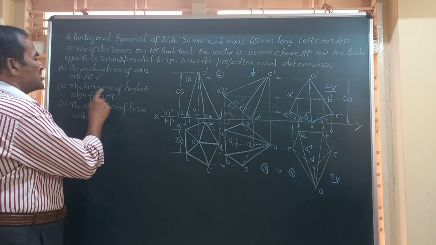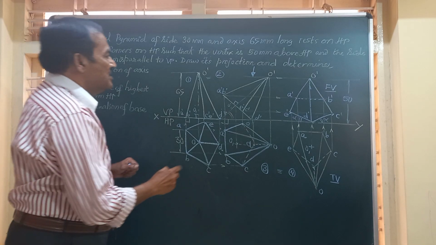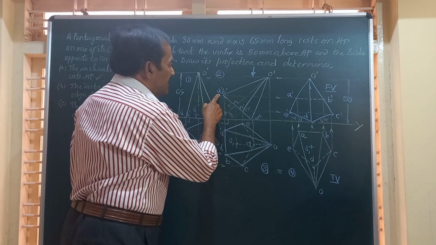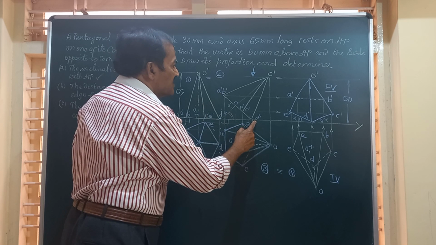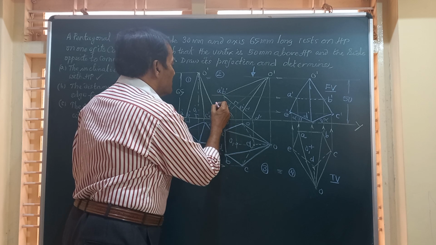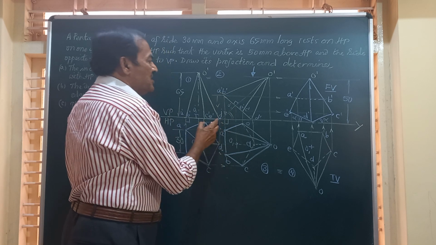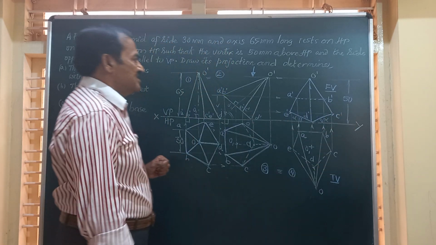Next, the distance of the highest edge from HP. So if you see the second figure, the highest edge is A dash B dash, which is opposite to the corner D on which it is resting, and then you can find out what is the distance between this A dash B dash and the XY. This distance is same as this distance.